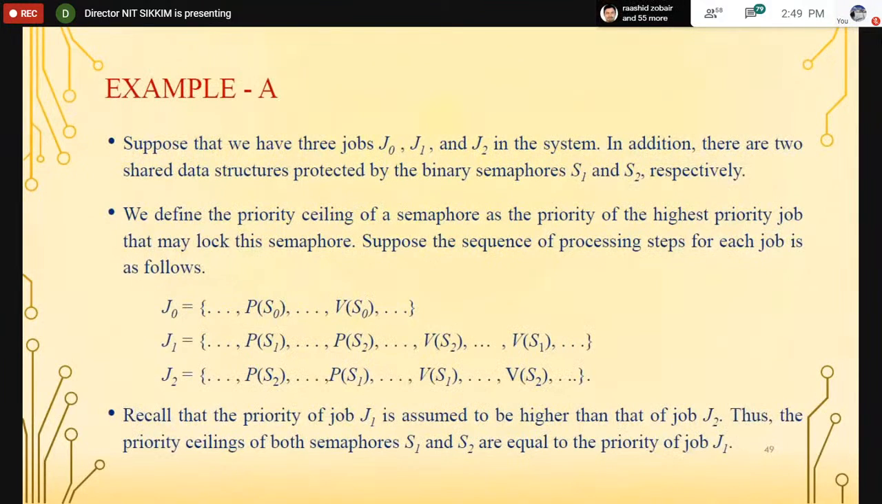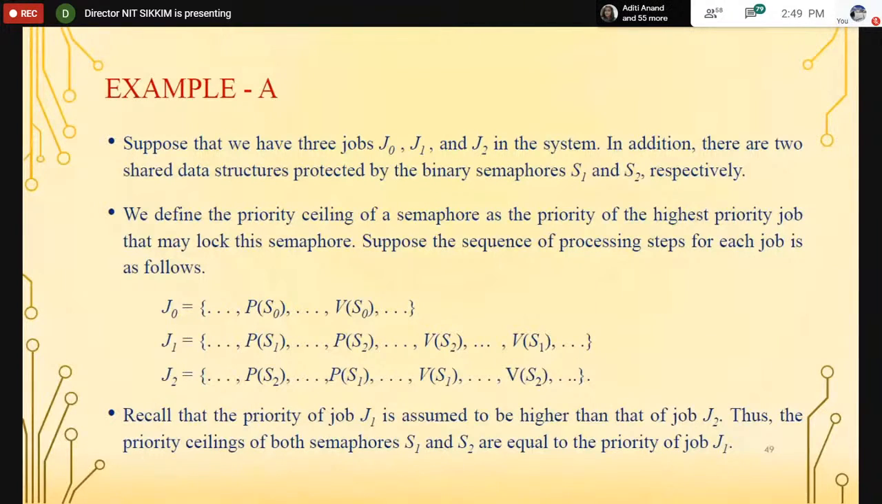Now this is a description of a system where you have three jobs J0, J1 and J2. We have two semaphores. Generally we have one semaphore for each resource, so you have three resources over here, R1, R2, R3. Each resource is guarded by the semaphores S0, S1 and S2. The sequence of operations is shown here. Your job J0 needs the resource R0, which is guarded by S0.